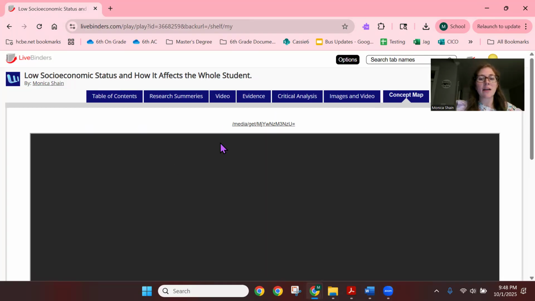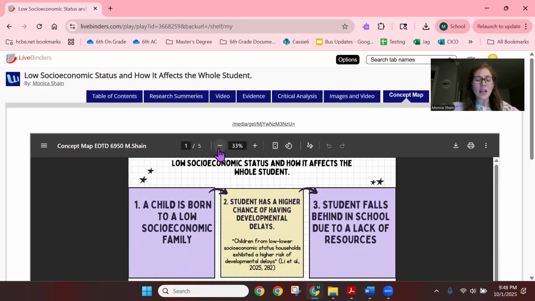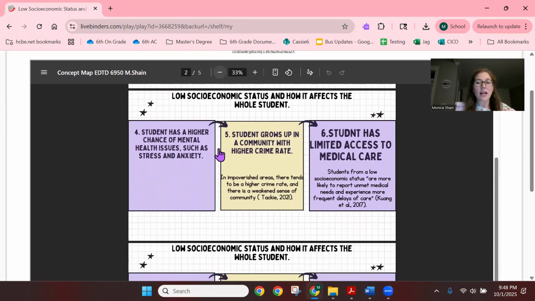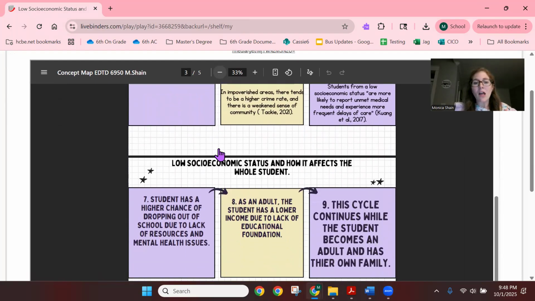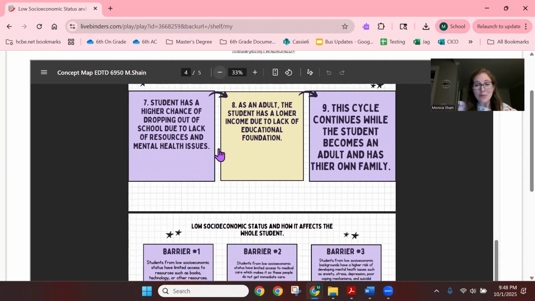When looking at our concept map, I found that poverty is very cyclical. A child is born into poverty or into low socioeconomic status. They get behind in school because of their developmental delays. They develop health issues, which continues to keep them out of school. And those health issues, when they have limited access to healthcare, are not good together. They have a higher risk of dropping out due to feeling the need to work more to provide money for their family. And then as an adult, this cycle just continues.